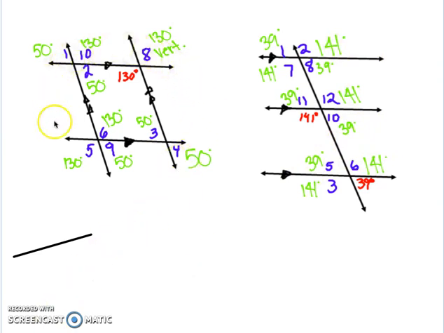Take a look at the rest of these angles and look at your sheet that's not filled out and see if you can fill them out. And then check back on this for reference to see how you did with your angles.